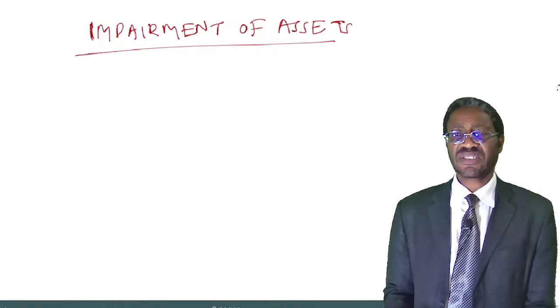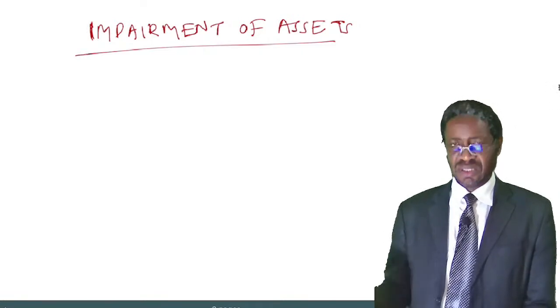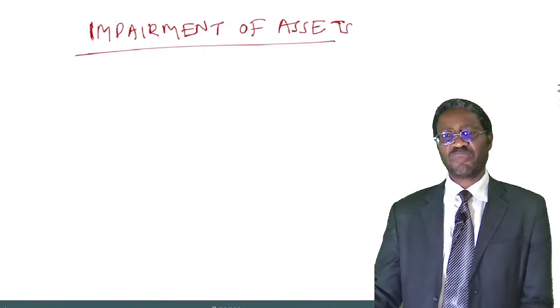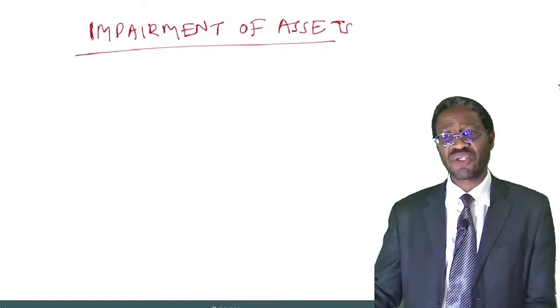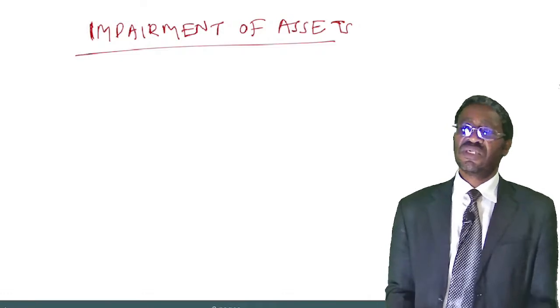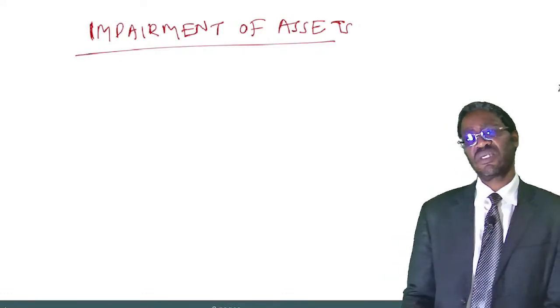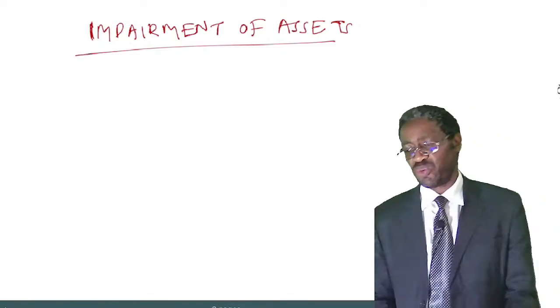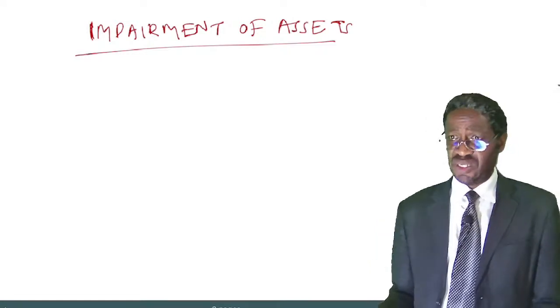Okay, so let's start. We want to start our revision. And the first topic we want to revise is called impairment of assets. That's the first topic we want to revise.